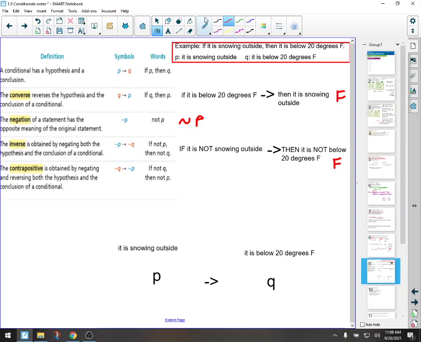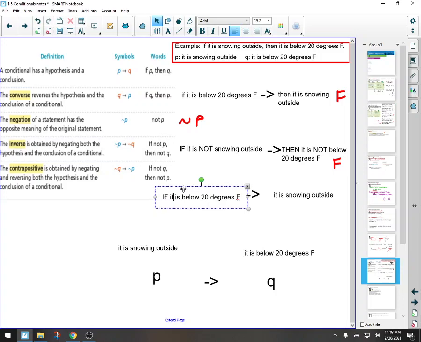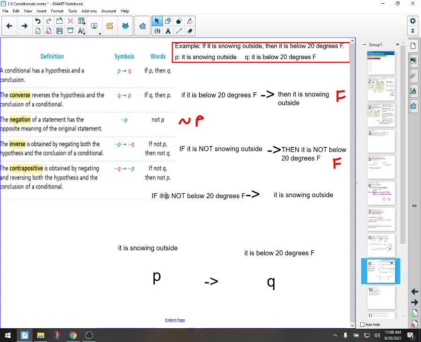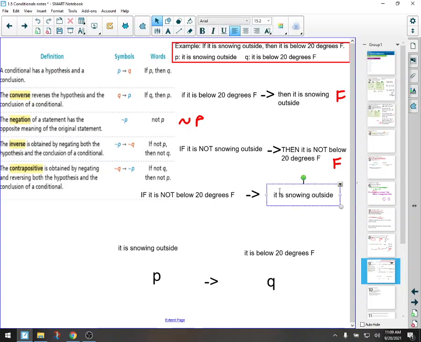Okay, contrapositive time. So we put Q first, we put P second, and we put the if and the not. So if it is not below 20 degrees Fahrenheit, then it is not snowing outside. So if it's not below 20 degrees, it's not snowing. So this will require some science knowledge. This is not true. This is also false. I think if we had done like 40 degrees or 50 degrees, then there might be something to go with there. But 20 degrees, no, you can be over 20 degrees and still snowing. All right.